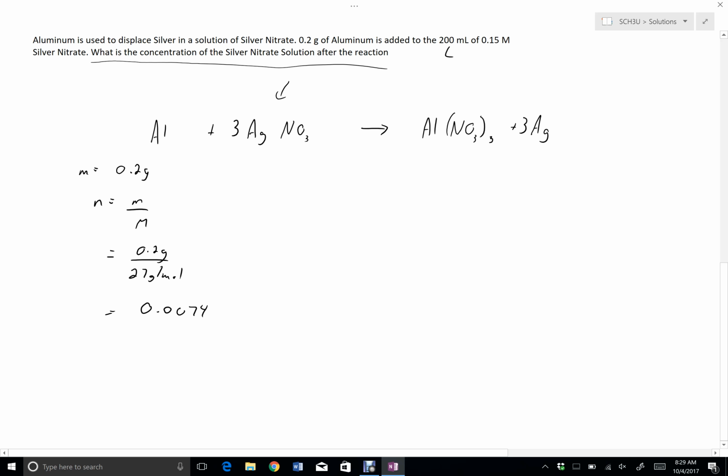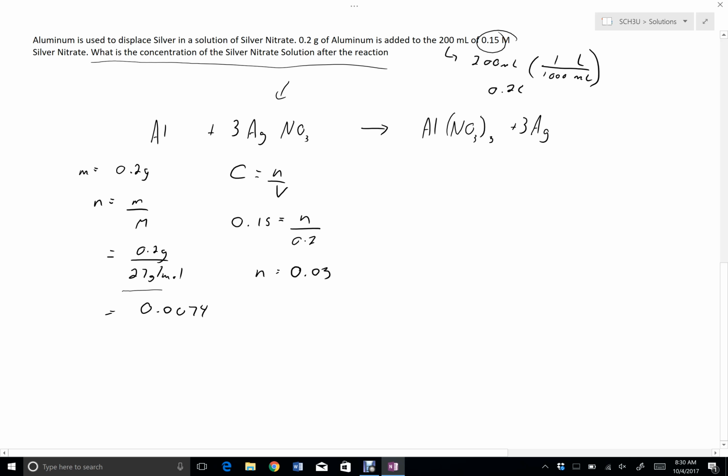Here I have my 200 milliliter solution. Again, converting that over to liters because my concentration definition assumes liters, I got 0.2 liters, and my concentration is 0.15, so C equals n over V. N over V, which is 0.15, n, 0.2, and so n equals 0.15 times 0.2, 0.03.